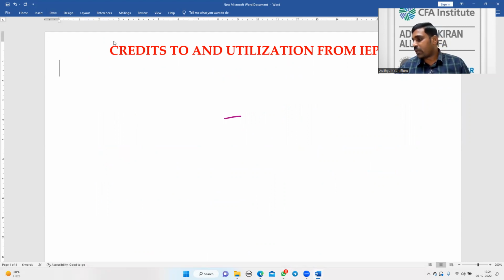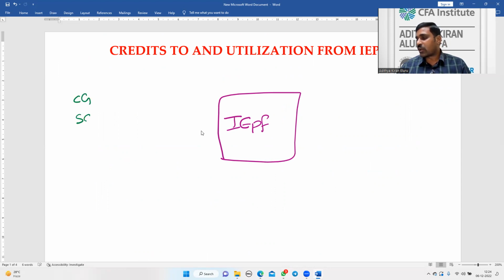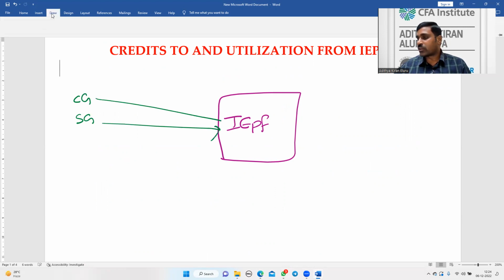So IEPF will be at the center. IEPF, Investor Education and Protection Fund. What is meant by IEPF? Investor Education and Protection Fund. So for that, the central government and state government give grants or donations.